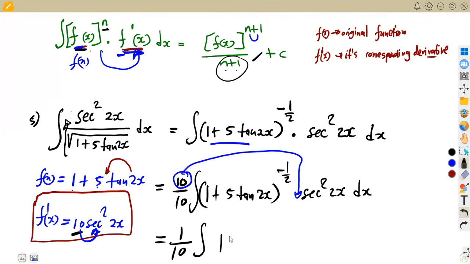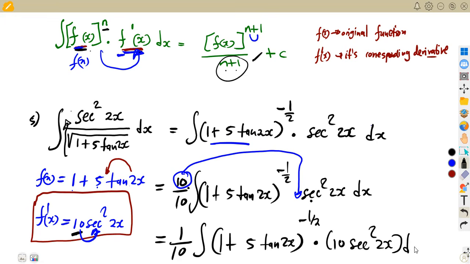The integral of 1 plus 5 tan of 2x to the exponent of a negative half like this by, now it's 10 times sec squared. So it's going to be 10 sec squared 2x with respect to x. So having this, we can see, okay, this is our f of x to the exponent of n, and this is its corresponding f prime of x.